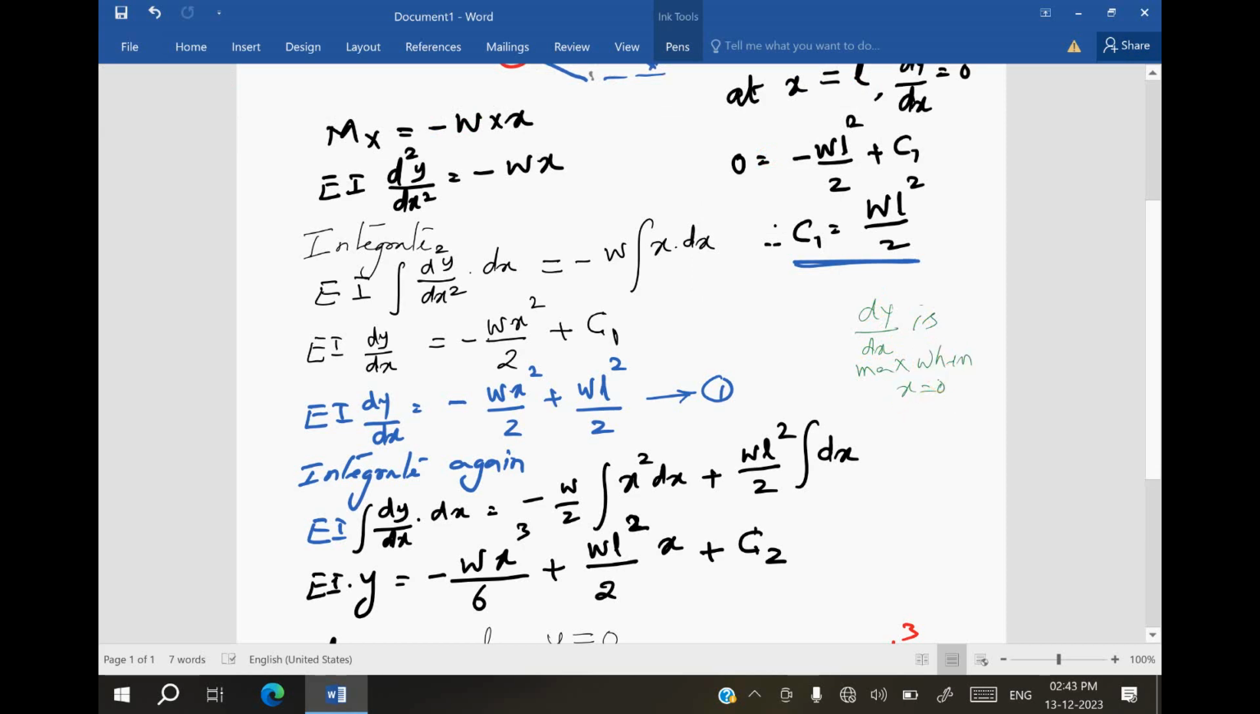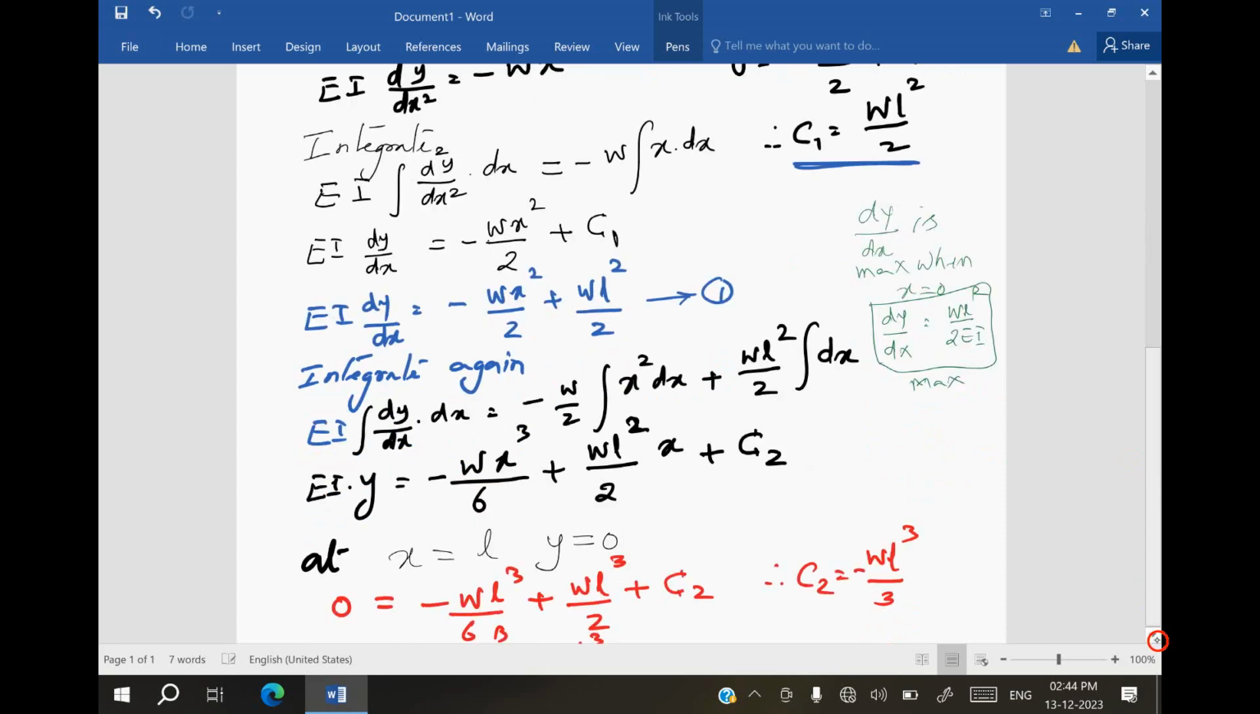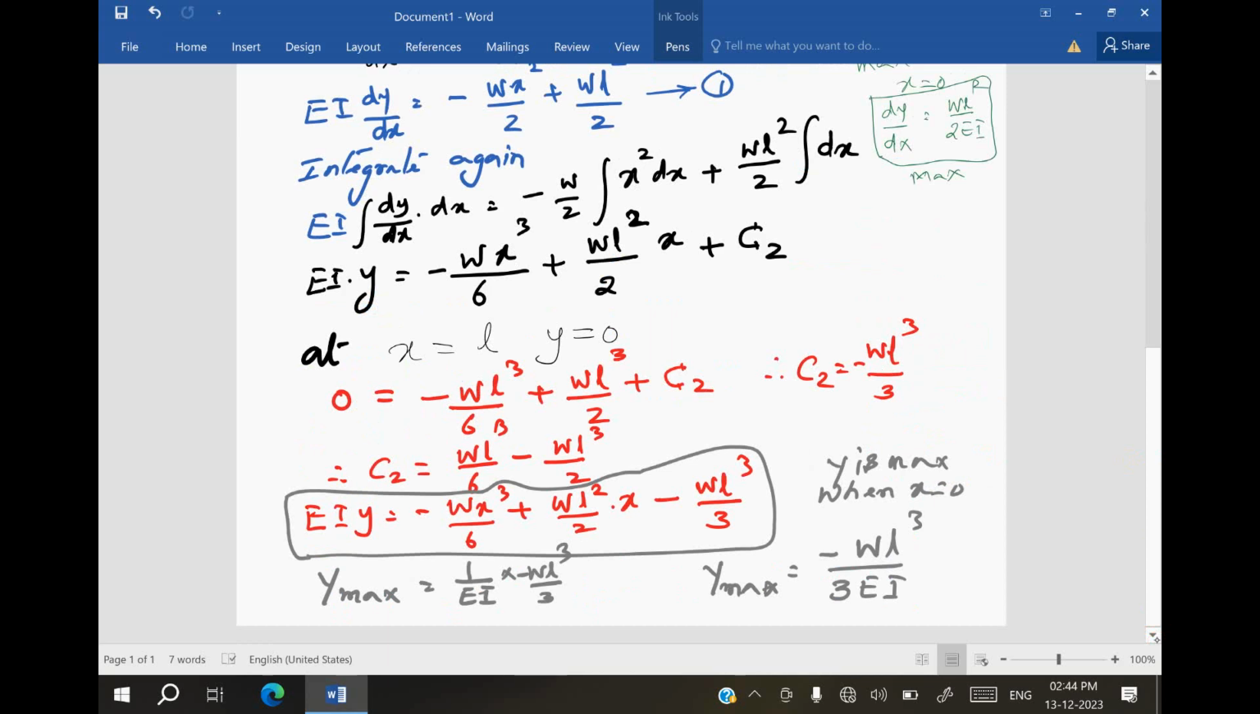If you put in equation 1, then what will happen? dy by dx is equal to wl square by 2EI. Okay, this is the maximum dy by dx. You have one maximum value here and you have another maximum value in the bottom. This is y max, understand? So this is for a cantilever beam subjected to a point load at its free end.